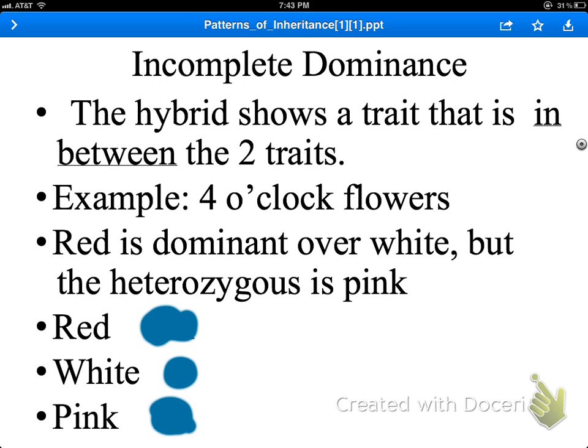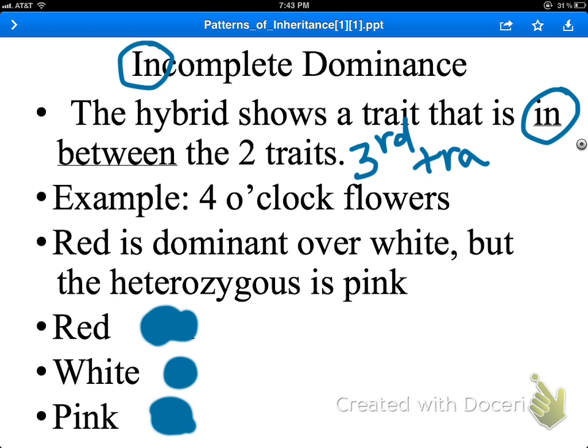Incomplete dominance is new for this chapter. So this is going to show a trait that is in between, so think about incomplete and in between the other two traits. What actually happens is a third trait becomes visible that was not there before. The example the book uses is something called a four o'clock flower. This is a flower like a rose or a carnation. It's just a name of a type of flower.